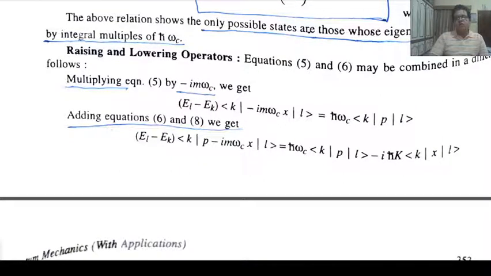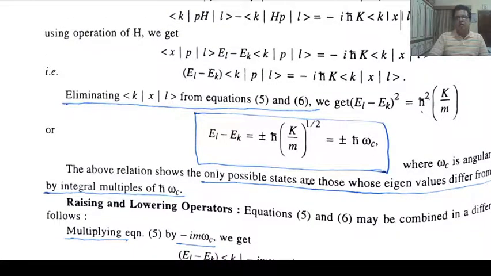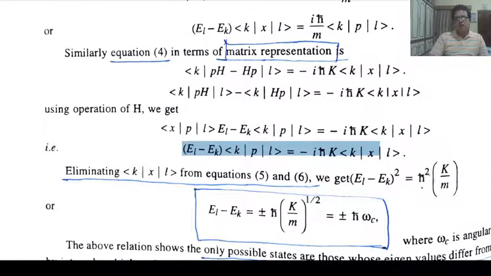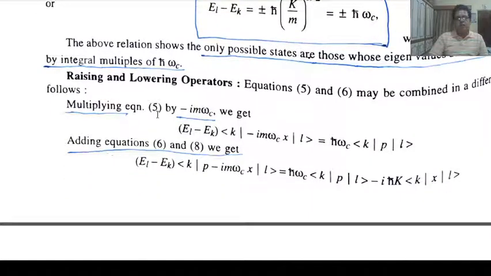And this equation becomes equations 5 and 6. Okay, one equation is here and another one is here. From here you can easily get this equation if you multiply equation 5 by minus iota m omega c and add equation 6. Adding equations 6 and 8, we can easily get this.